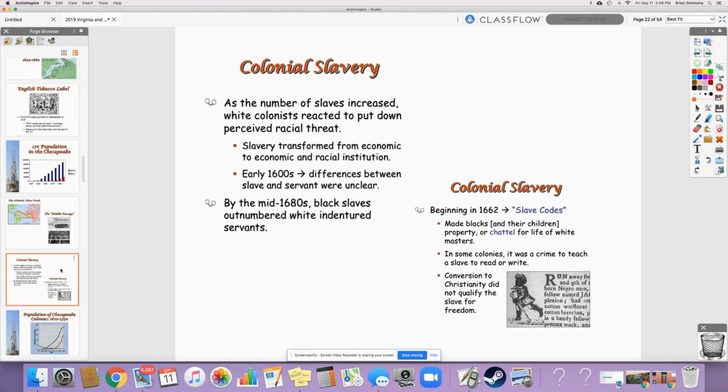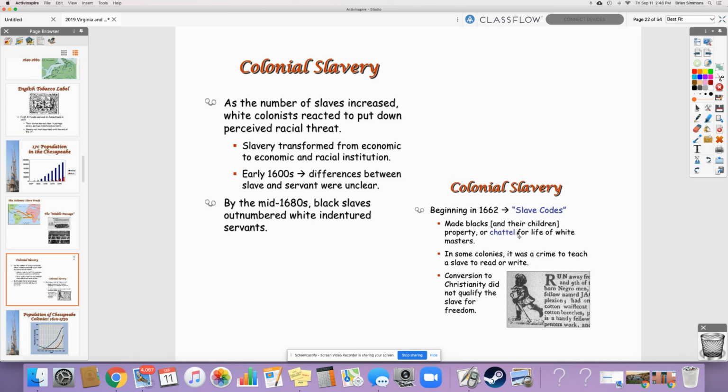We're going to see that by the end of the 1600s, we have many slave codes in place, which make it such that if you were of African descent, you were determined to be a slave for life, and the status of your mother is what really determined your status. If your mother was a slave, then you were going to be a slave for life.